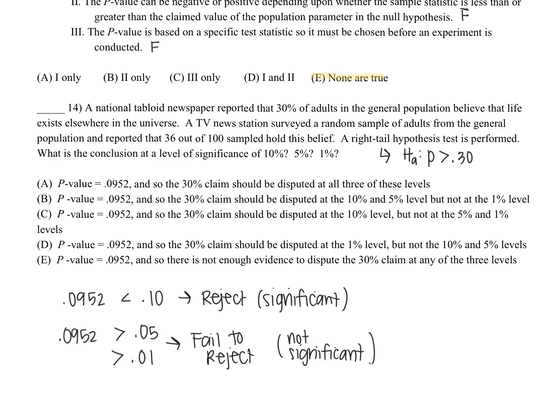It's not A, because it's not reject at all three. This one says reject at 10% and 5%, which is also not true. C says significant at 10%, so that means reject, but not at 5 and 1%, which does go with what we claim. I'm still going to double check the last two just to make sure that they're wrong. This one says reject at 1, but not 10 and 5. And then that one says there's not enough evidence. So that one's also not true. So it leaves us with C.